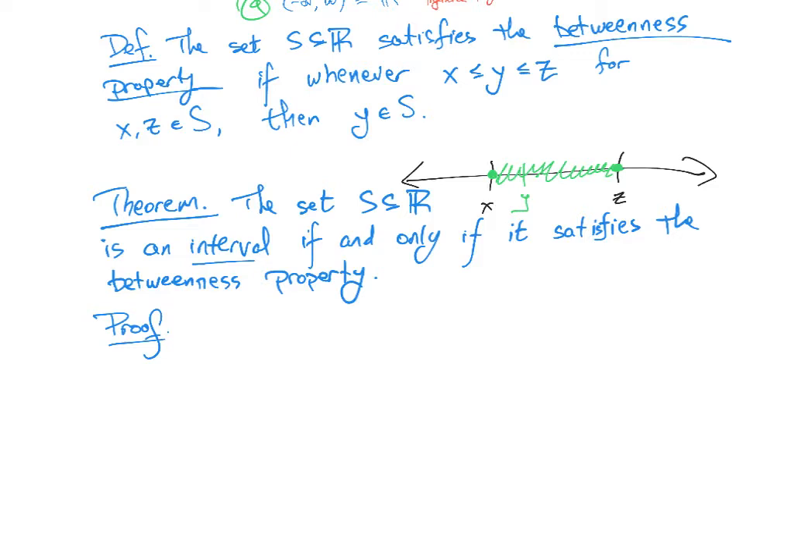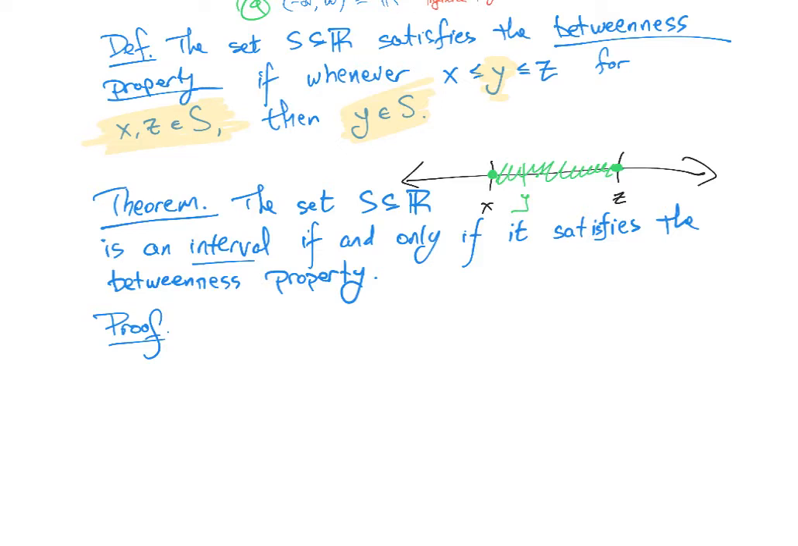Now, I just kind of bullied you into accepting that those 9 types of intervals satisfy the betweenness property. You might want to think to yourself, why does the singleton satisfy it? Well, if you're looking at a singleton set that just contains A, then your only choices for x and z would be A itself, and therefore your only choice for y would also be A, and that's already in the singleton set. So the singleton set satisfies the betweenness property.